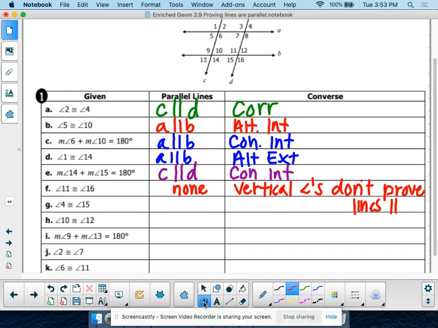Okay, let's see here. 4 and 15. Are those special? Yep. Alternate exterior. So which lines are parallel? A and B. Perfect.